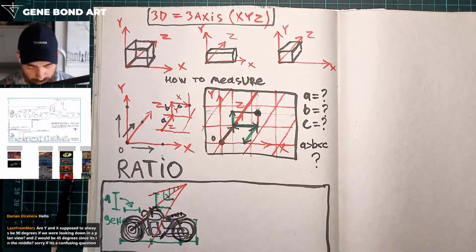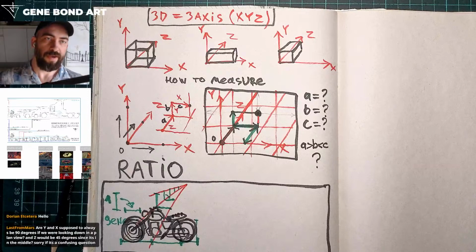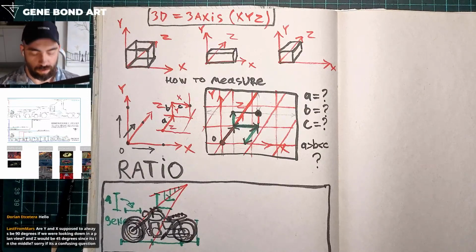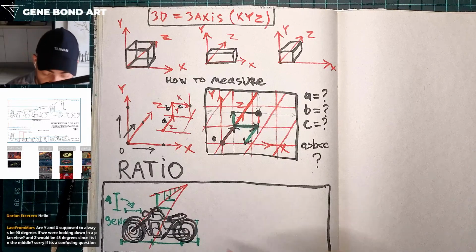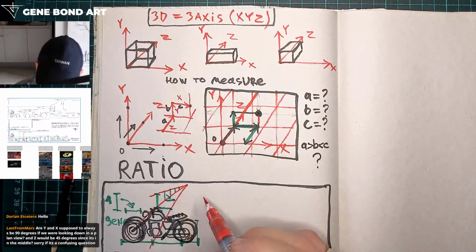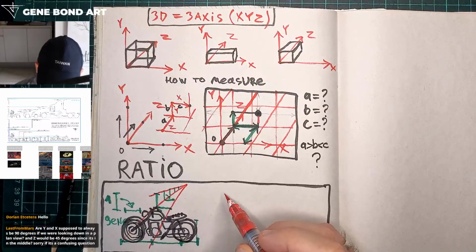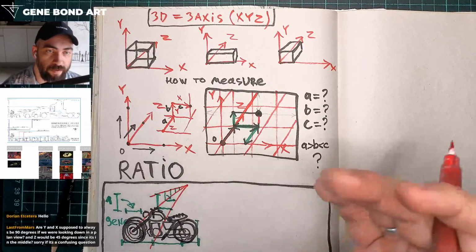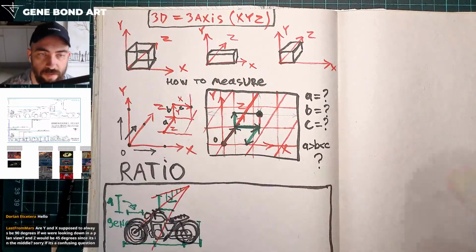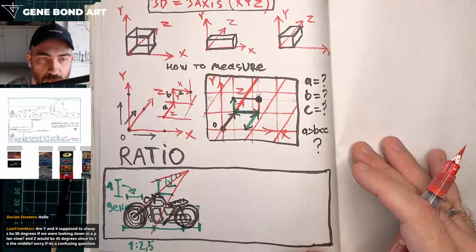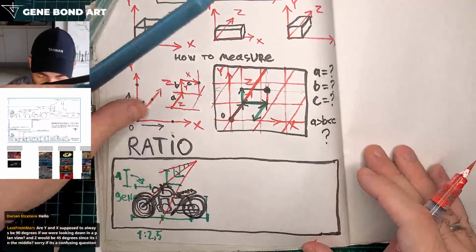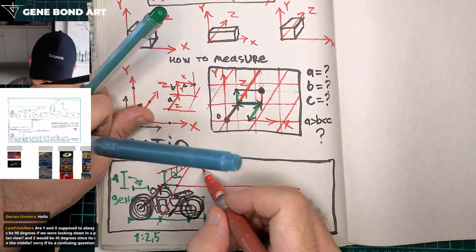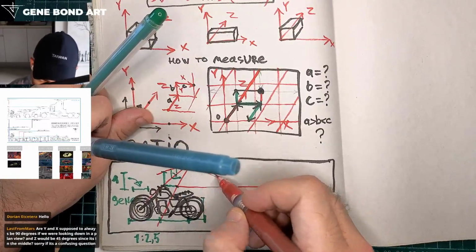Okay, so having this ratio makes it work much easier. It makes it insanely easy, because now I can move this ratio around, and I can very easily redraw, recreate my motorcycle in any place within the picture. Yeah, so 1, 2.5. So let's say, let's make it here.